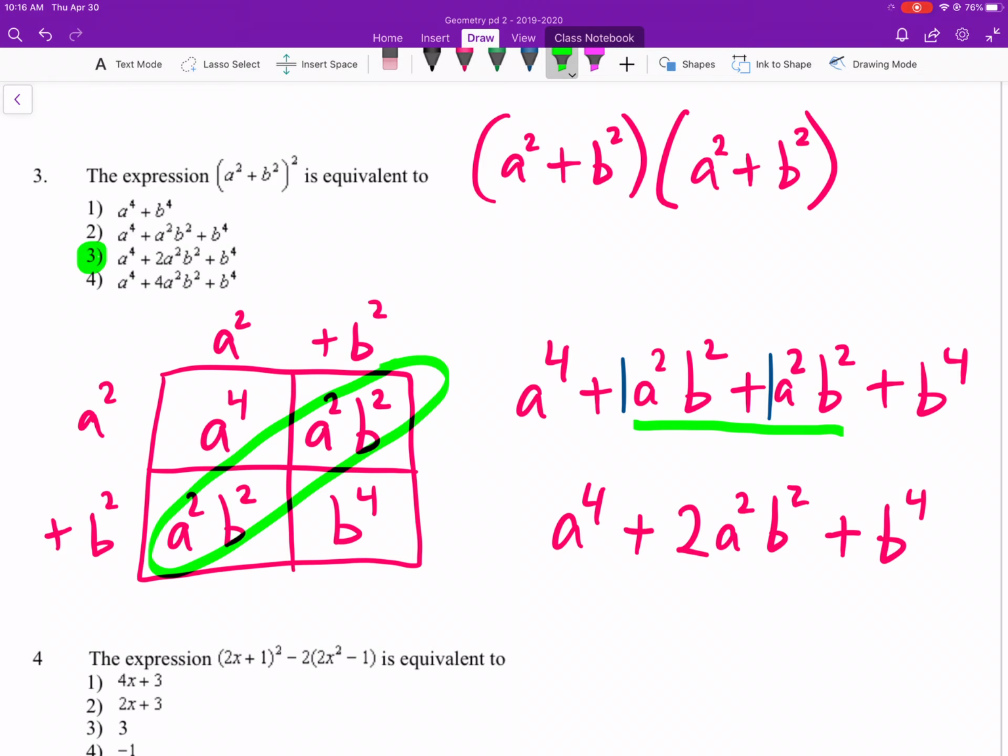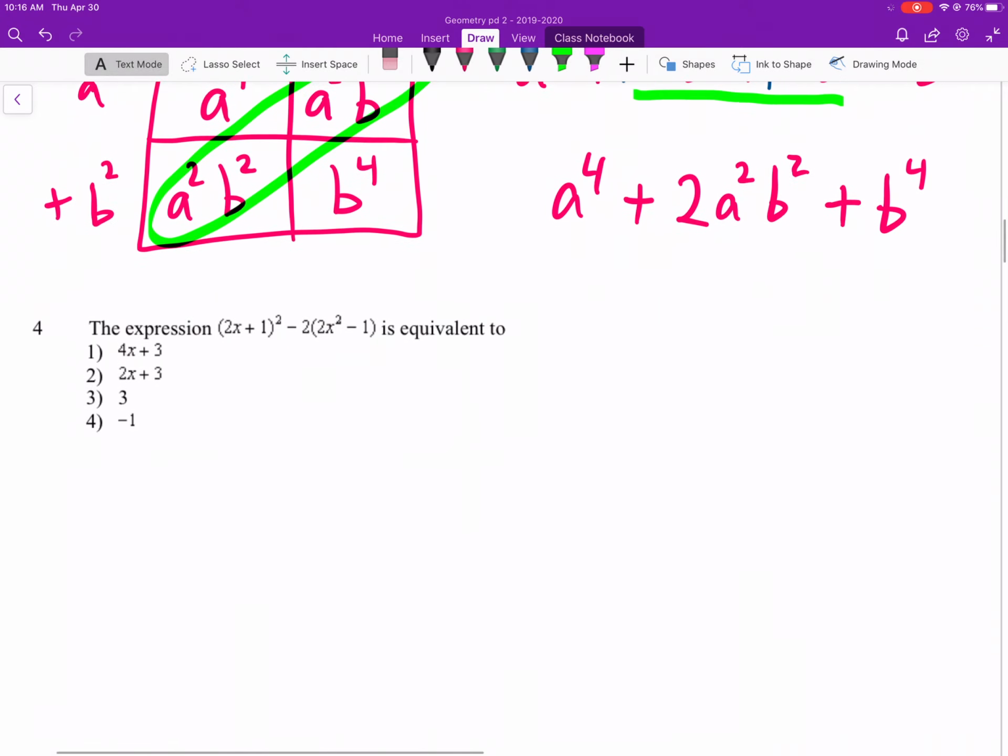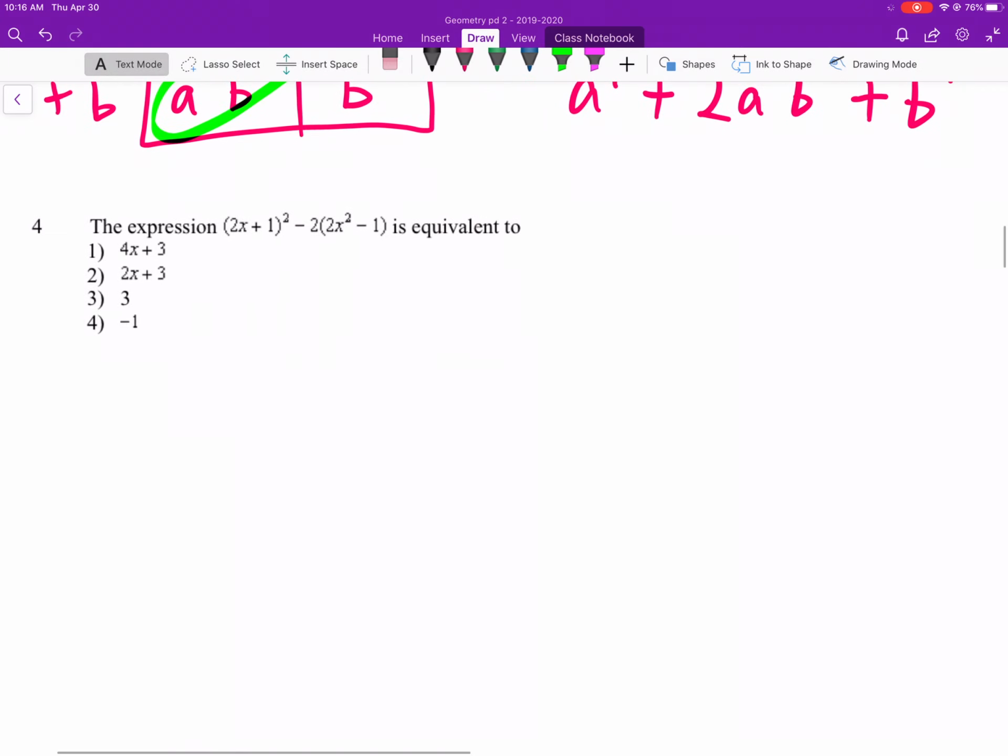Gotta be careful with those invisible ones. Is it an exponent of 1 that's not showing? Is it a coefficient, the number in front of 1 that's not showing? Gotta be careful. Alright, now we're going to mix it up, so it's not necessarily just the box method.